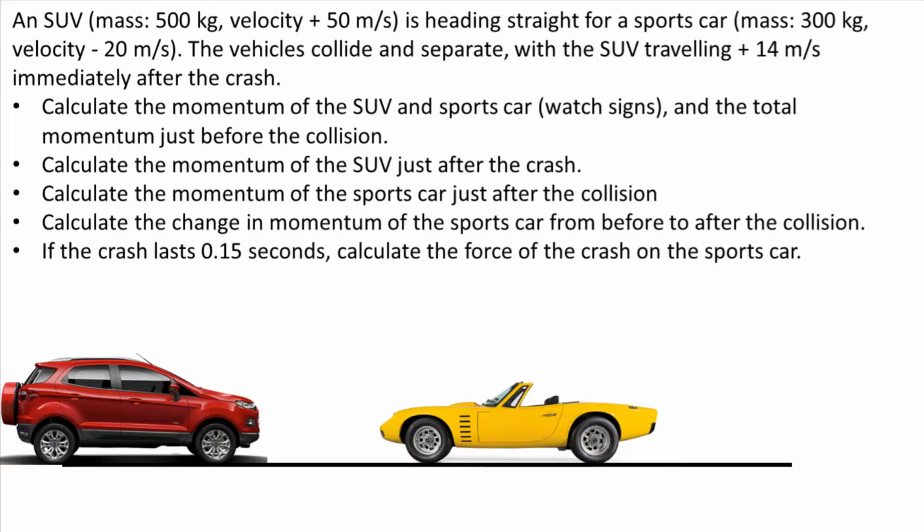An SUV with a mass of 500 kilograms and a velocity of 50 meters per second, I'm calling to the right the positive direction, is heading straight for a sports car, mass 300 kilograms with a velocity of minus 20 meters per second, meaning it's moving to the left. The vehicles collide and separate, with the SUV traveling at 14 meters per second immediately after the crash.